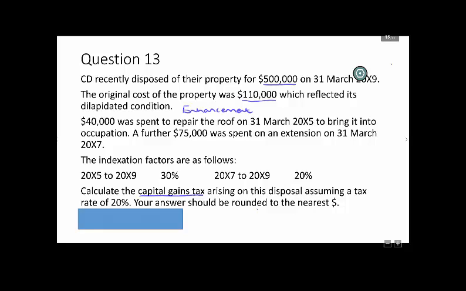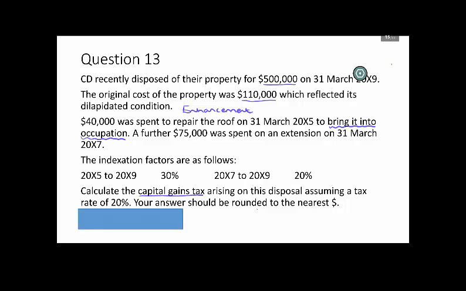First of all, 40,000 being spent to repair the roof, which normally as a repair would not be deductible. But in this case, it was necessary for us to spend that money to bring the property into occupation. So yes, that would be included as part of an enhancement cost.